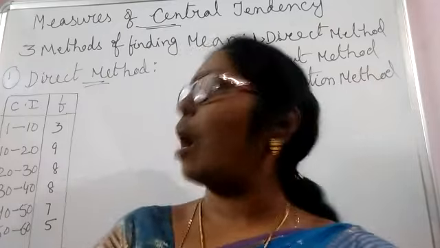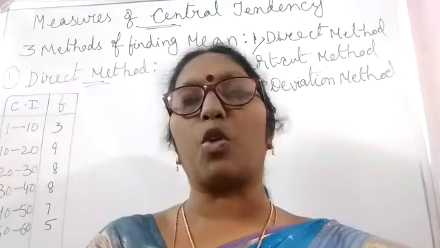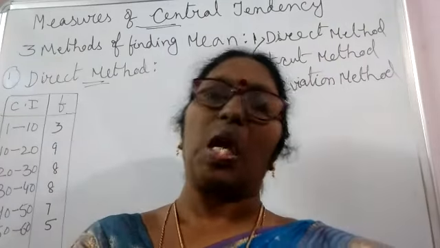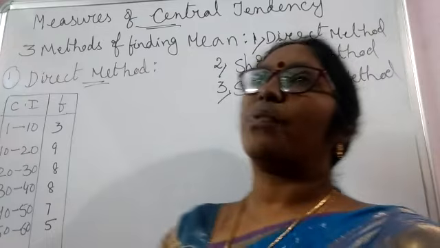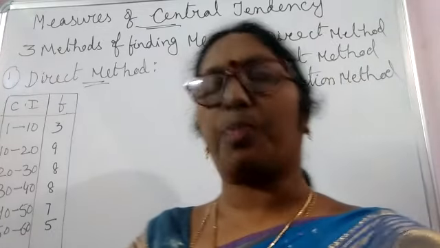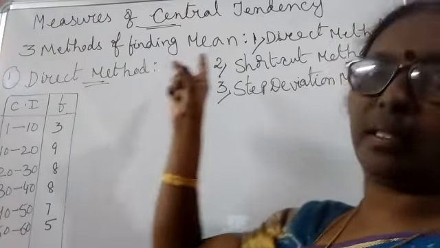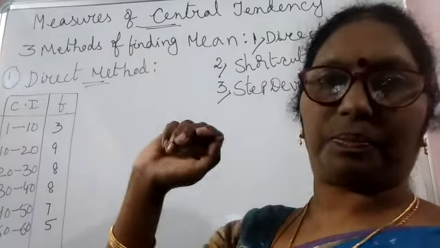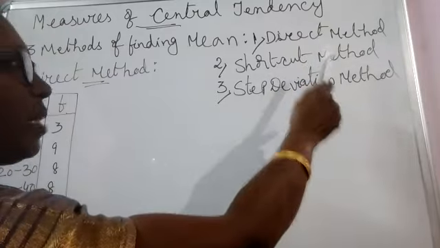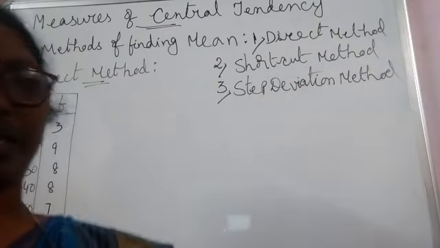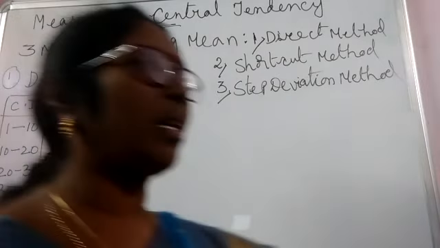Already you have learned how to find the mean for the ungrouped data and also for the grouped unclassified data. Today let us learn how to find the mean for the grouped classified data. Okay? There are three methods of finding mean for the classified data. They are direct method, shortcut method and step deviation method. So these are the three methods of finding mean for the classified data.